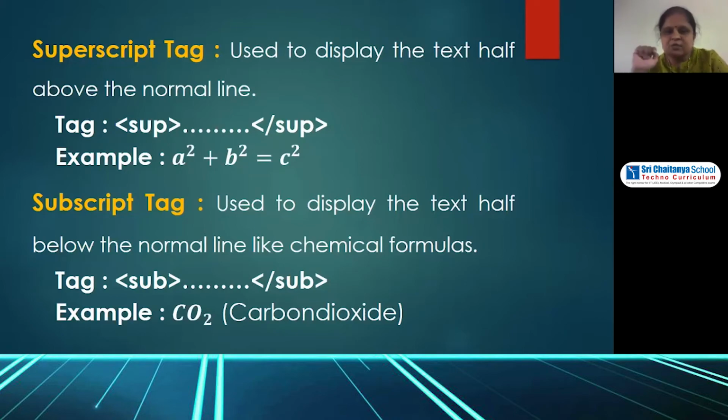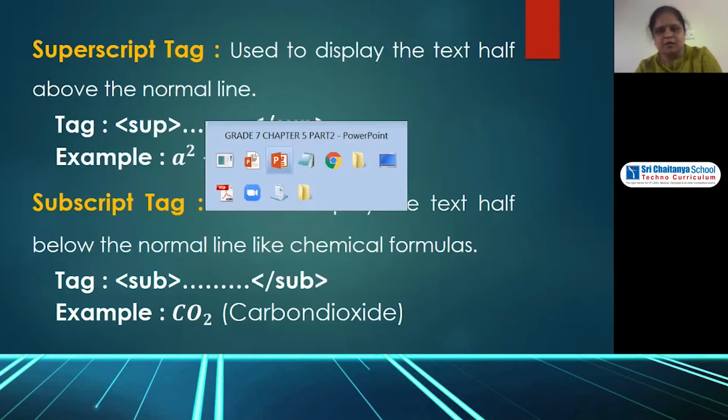To write this, we have a tag called SUP. SUP means superscript. SUB means subscript. Don't get confused with super and subscript. Super means on the top, subscript means on the bottom. Let us see how exactly it works.